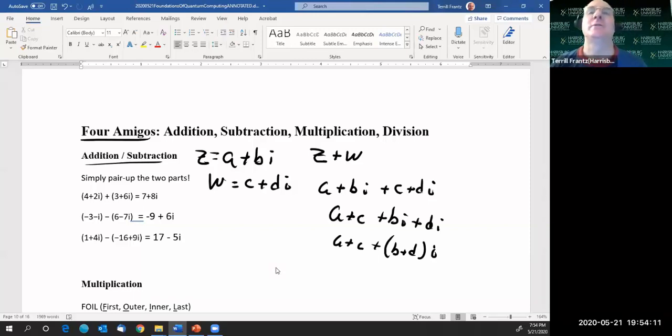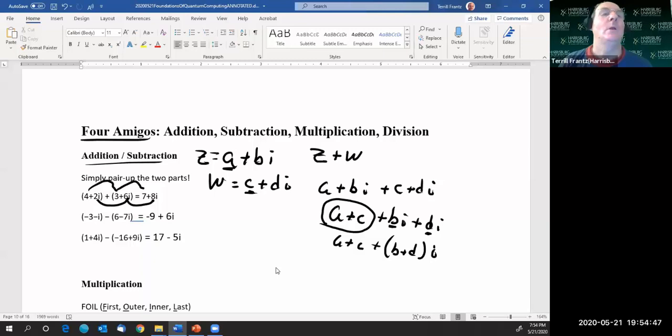Essentially what you do is you add the real components, and then you just simply add the imaginary components, and it's quite simple. So if I had 4 plus 2i plus 3 plus 6i, we add these two to get 7, and we add these two to get 8. No big deal there.